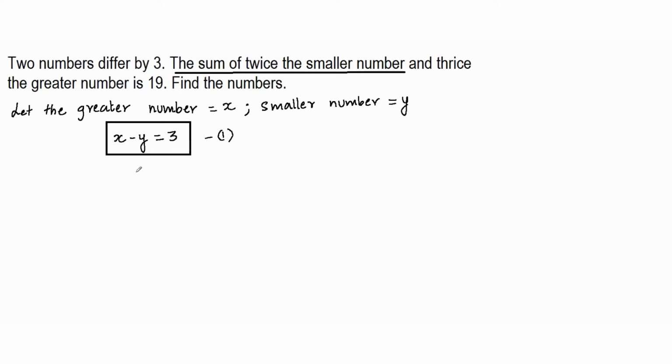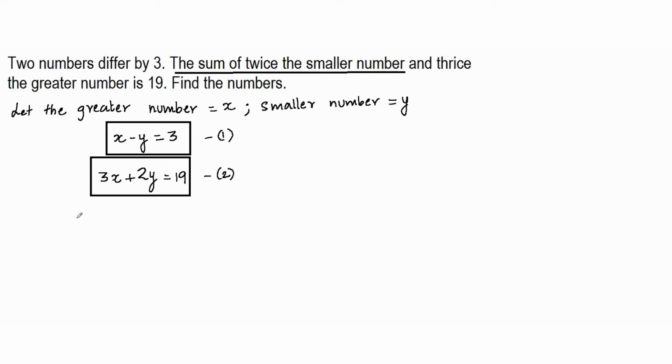The sum of twice the smaller number. So which is the smaller number here? It's y. So sum of 2y and thrice the greater number, that is 3x. This sum is equal to 19. We have to find the two numbers. So again, in the second equation, I have the sum of thrice the greater number and twice the smaller number is 19. So these are the two equations.